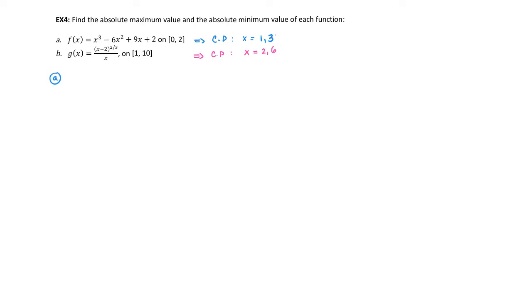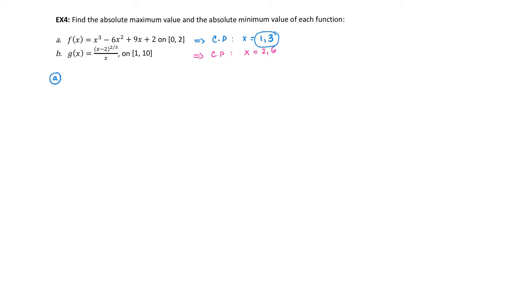Now, the critical points of the first polynomial were 1 and 3. You can see them right here. However, only 1 is in the closed interval 0 to 2. So that means that 3 will not be considered here because 3 is not in the closed interval.